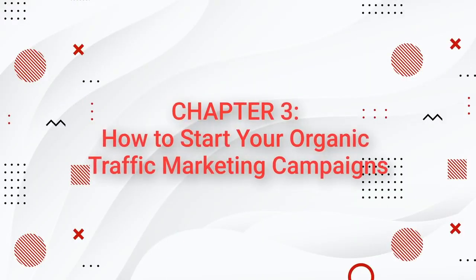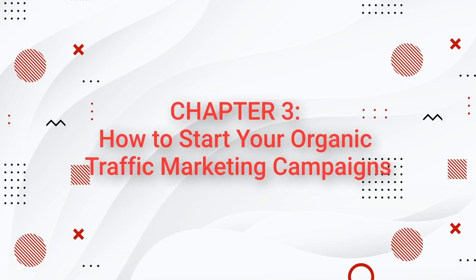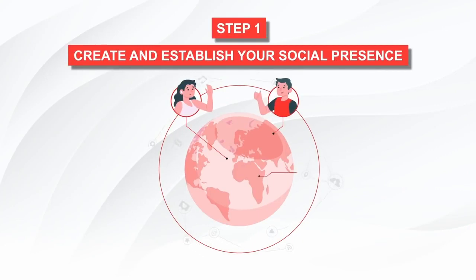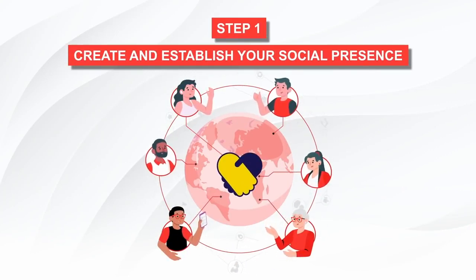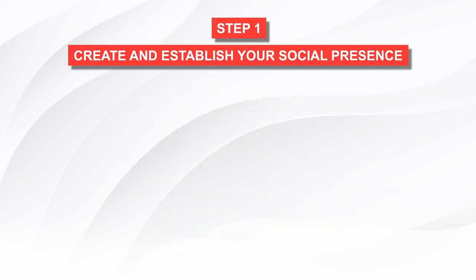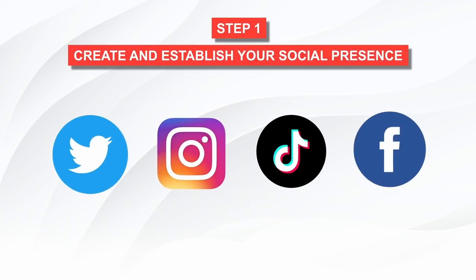Next, let's jump into chapter 3, how to start your organic traffic marketing campaigns the right way. Step 1, create and establish your social presence. Spend the time to create social profiles for your e-commerce business. Completely fill out all the options available to establish your social presence. That includes all social networks that you think are relevant to your business.